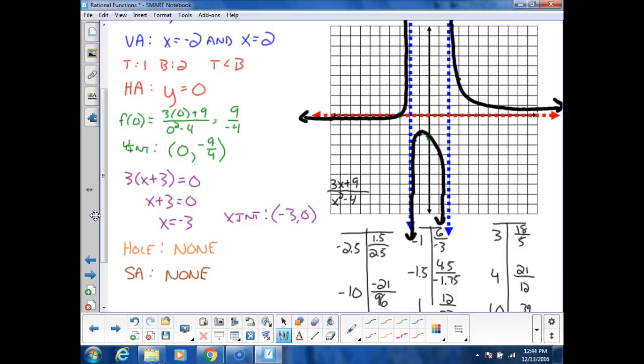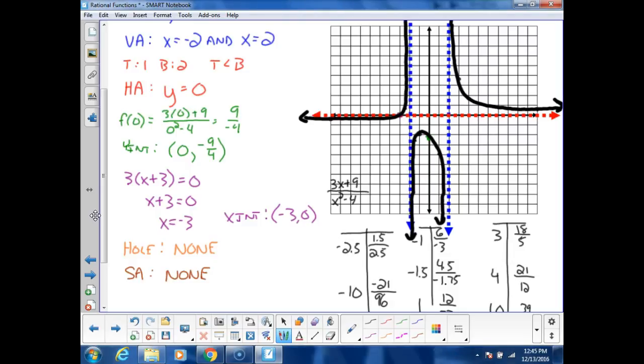Remember how we did end behavior at the start of the chapter? You put in a really big number, so you're going to have 3 times that really big number plus 9, which is a positive number. And then you're going to have a really big negative number. Why is it giving me a negative? Because we're going this way. So a really big negative number on top, but a positive huge number on the bottom, so it's going to stay stable.